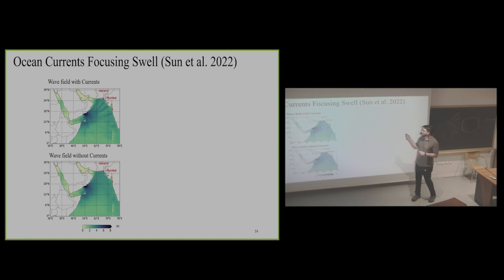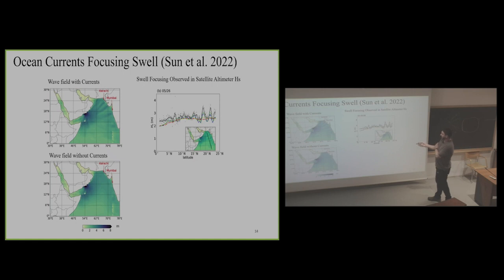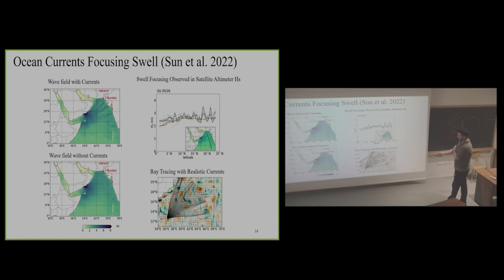So this is a really nice paper that I wanted to highlight because it's very relevant to this work, that ran Wave Watch 3 with and without currents for a typhoon in the Indian Ocean. And they found that compared to altimeter data, which shows this, again, oscillating power pattern of up to 1 to 2 meters oscillation, running the wave model with currents ended up in this same focusing pattern, and they did some ray tracing that also gave evidence of that in some realistic modeled currents.